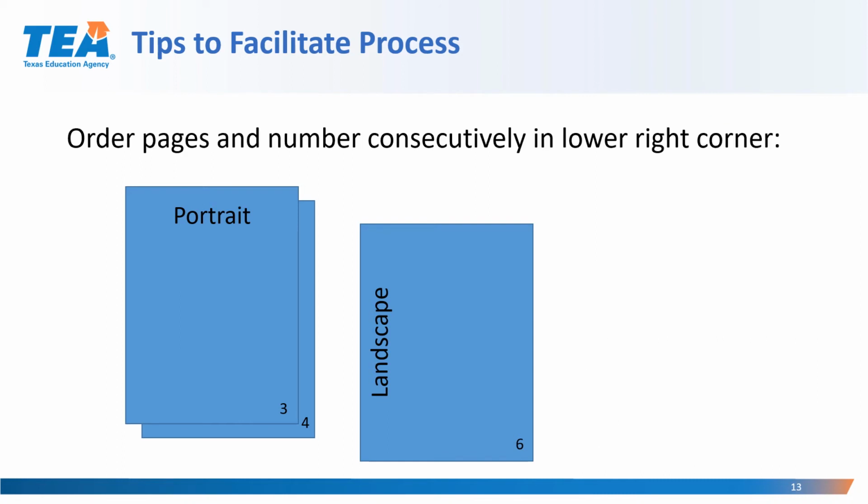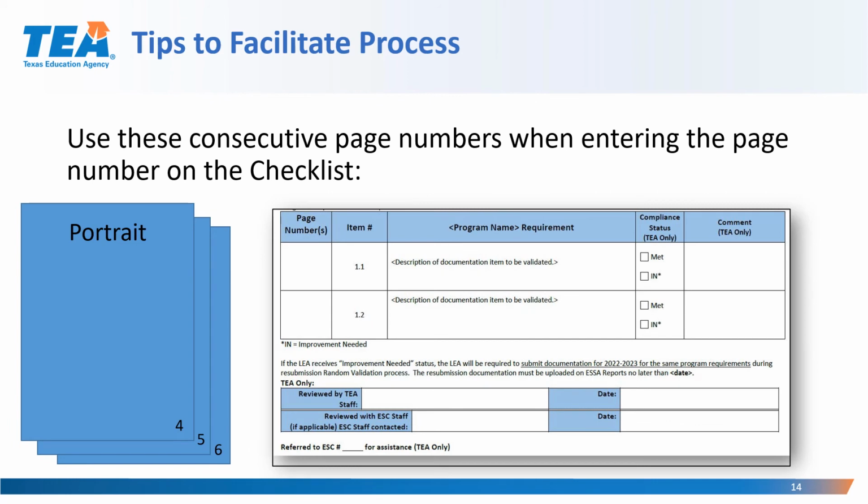You also want to make sure that you are ordering the pages and numbering them consecutively in the lower right-hand corner. If you've removed an unnecessary page, please be sure to change the page number at the bottom right-hand corner so that they are numbered consecutively. Please use the consecutive page numbers when providing the page number on the checklist. For example, if your documentation for item 1.1 can be found on pages 4 and 6, please note that under the page numbers column for item 1.1.